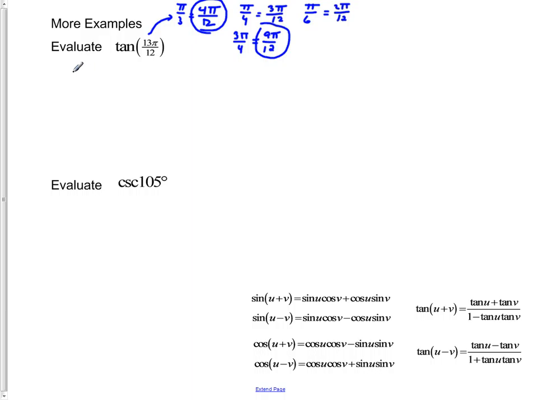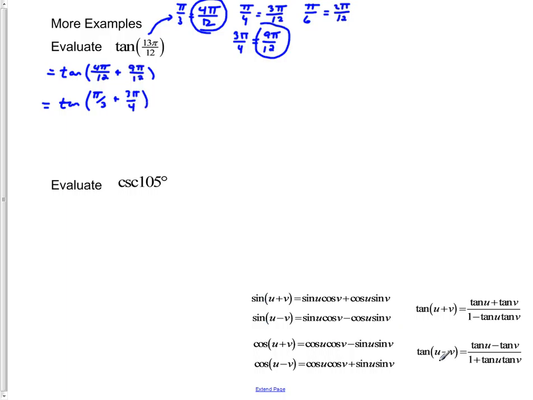Okay, so we can rewrite this, right? We can say this is the same thing as taking the tangent of 4 pi over 12 plus 9 pi over 12, or equivalently, the tangent of pi over 3 added to 3 pi over 4. All right. So how is that helpful to us?